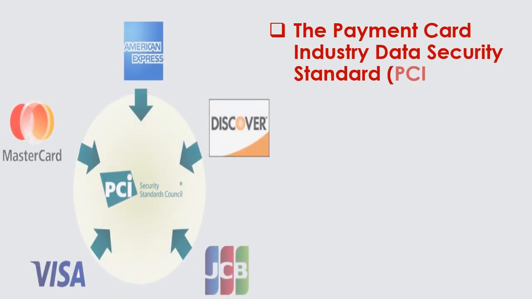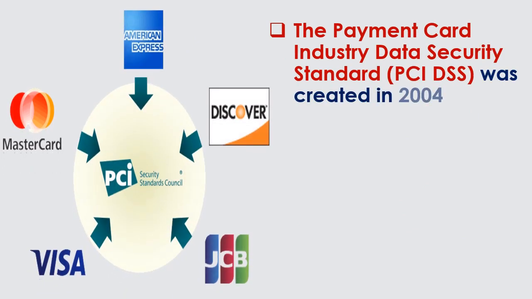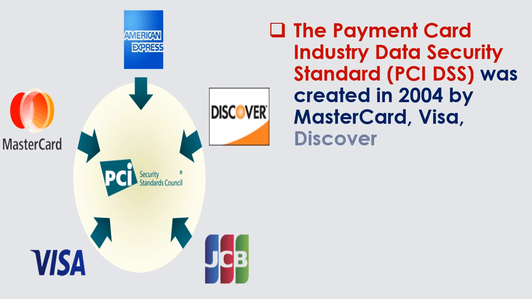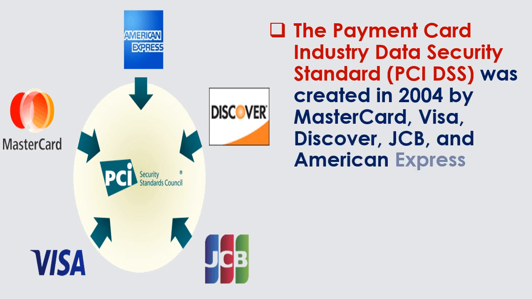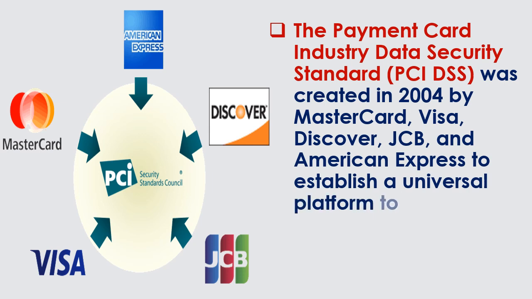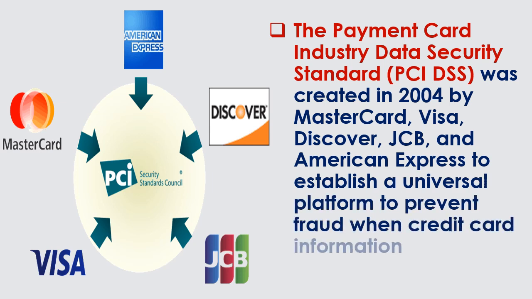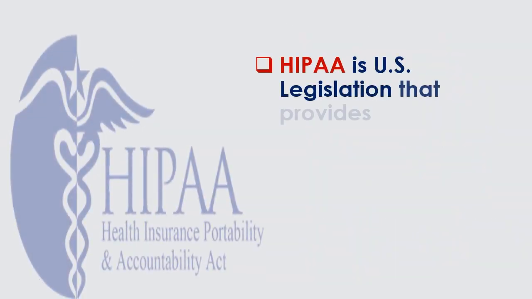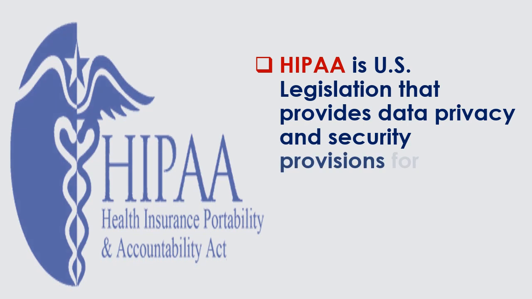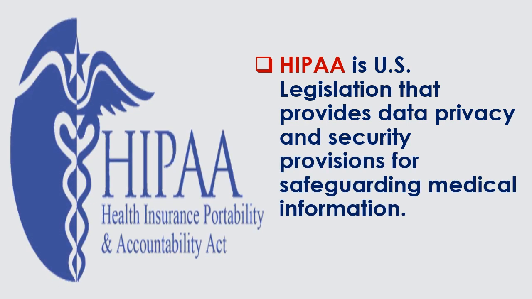The Payment Card Industry Data Security Standard, PCI DSS, was created in 2004 by MasterCard, Visa, Discover, JCB, and American Express to establish a universal platform to prevent fraud when credit card information is being transmitted. HIPAA is U.S. legislation that provides data privacy and security provisions for safeguarding medical information.